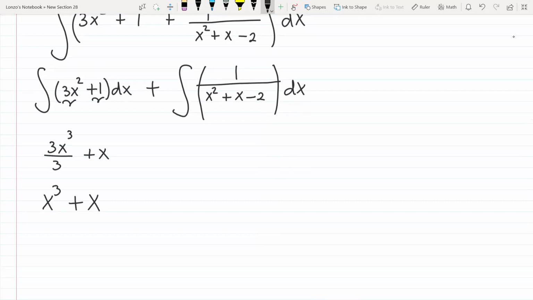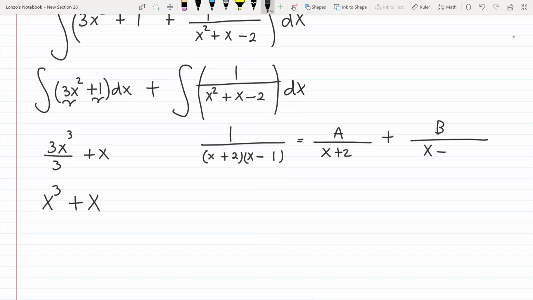Now, how do you take the integral of this? You're going to have to do partial fraction decomposition. So the bottom factors as x plus 2 and x minus 1, positive 2 and negative 1. So these are all linear factors and they're non-repeating. So this would be decomposed as A over x plus 2 plus B over x minus 1.